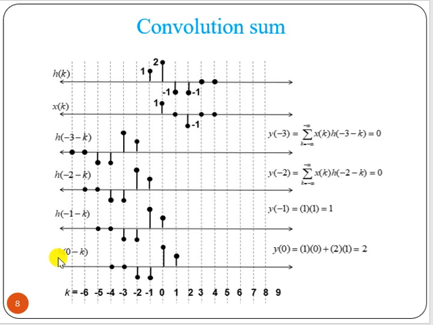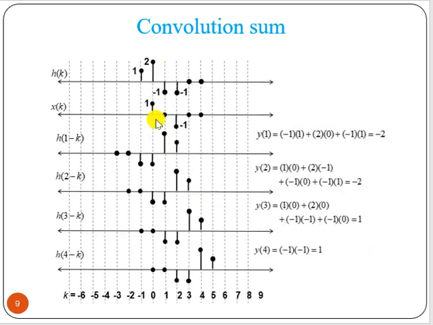Now if we take h of 0 minus k, that is the flipped operation. That means 2 is here, 1 goes here, minus 1 goes here, and minus 1 goes here. Or else we can say plus 1 with that, so it will shift right hand side by 1. Now you can see these two values overlapped with these two values. So this is 2 into 1 and 0 into 1, so it will be 2.